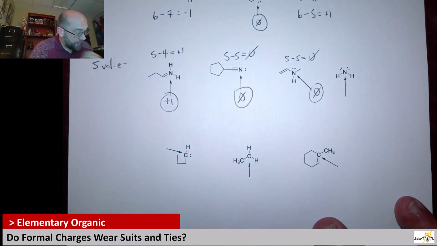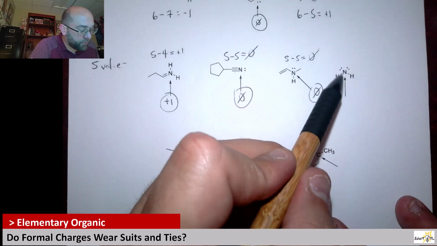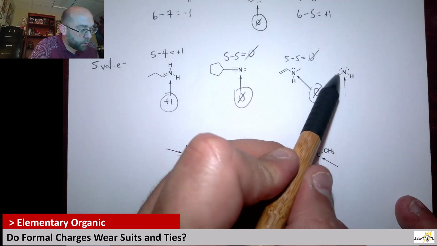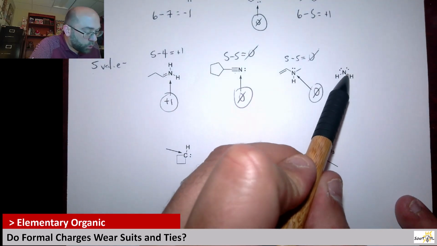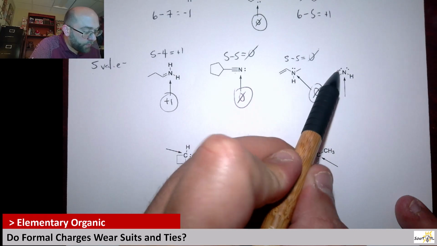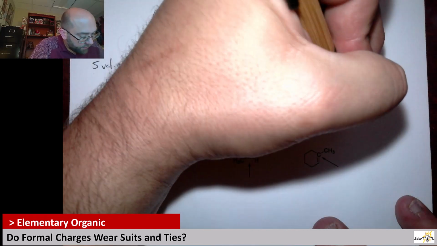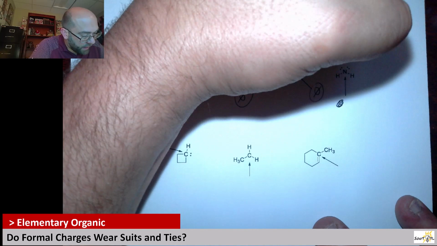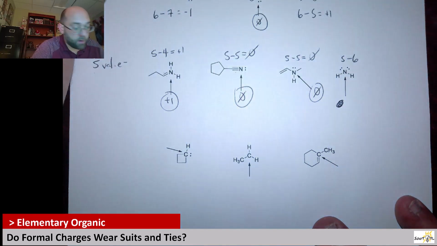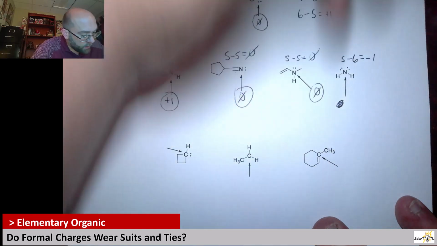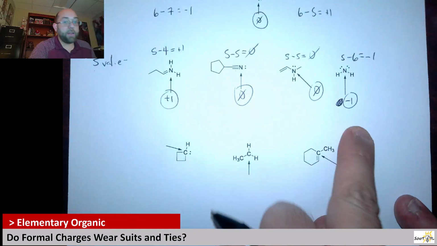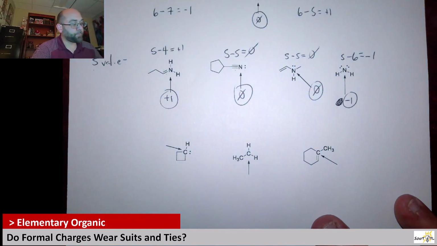All right, and then next up we have nitrogen with 2 single bonds and 2 lone pairs. So we would count this as 1, 2, 3, 4, 5, 6. So we would say 5 minus 6, right? And that would give me -1. So here this nitrogen has a -1 formal charge.